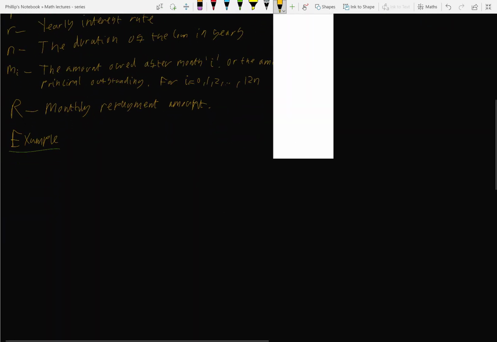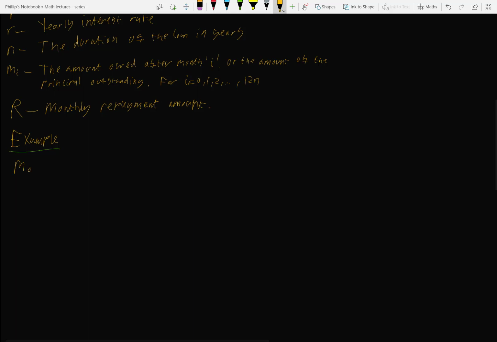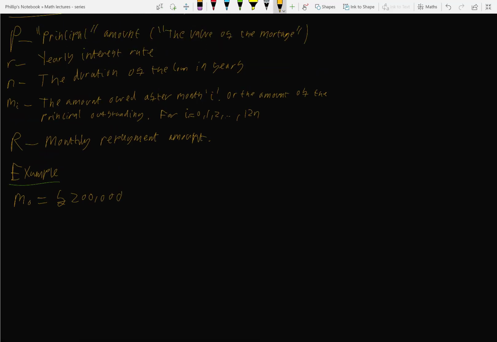So month 0 is just what we owe, £200,000, and then what happens going forward. By the way, the yearly interest rate is 4.2%. So the monthly interest rate is going to be 4.2% divided by 12, because the repayments are done monthly, so the interest is going to get applied monthly. It's a yearly figure they give, but it's going to be applied monthly.